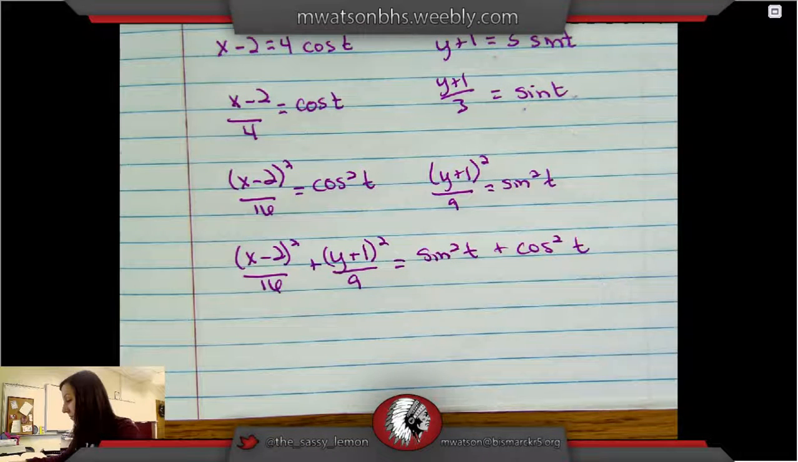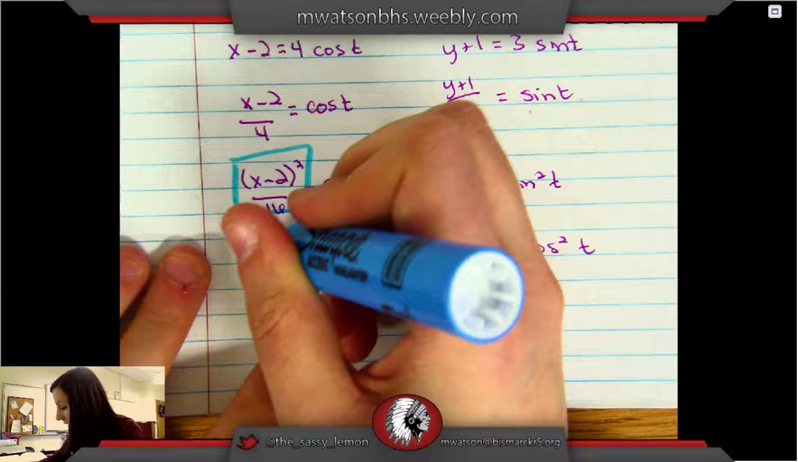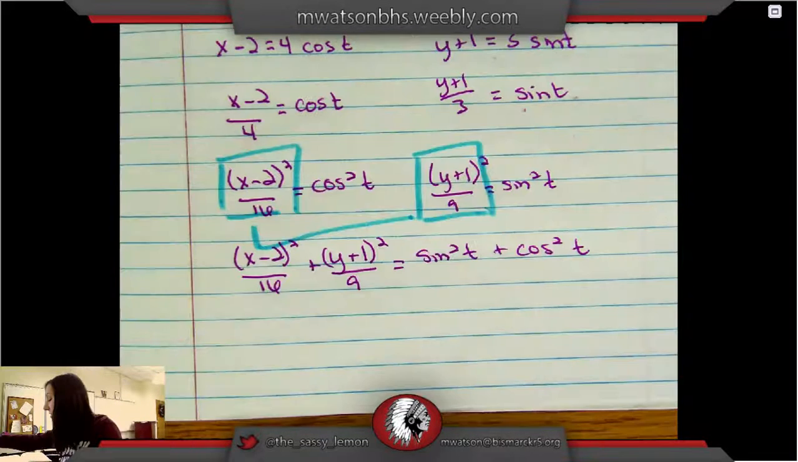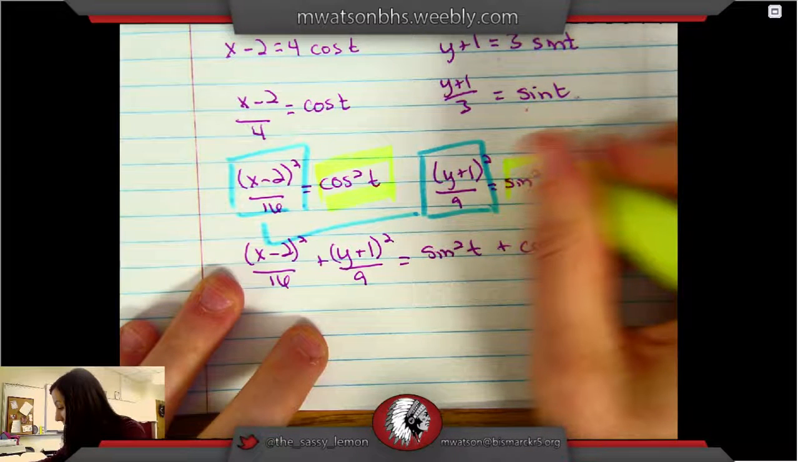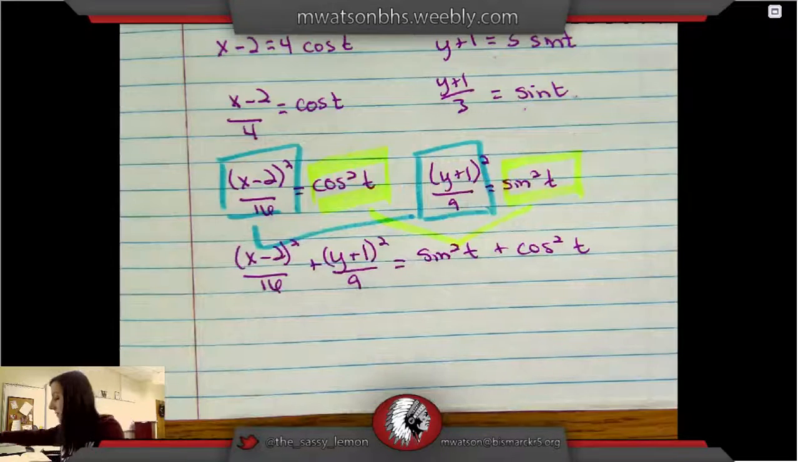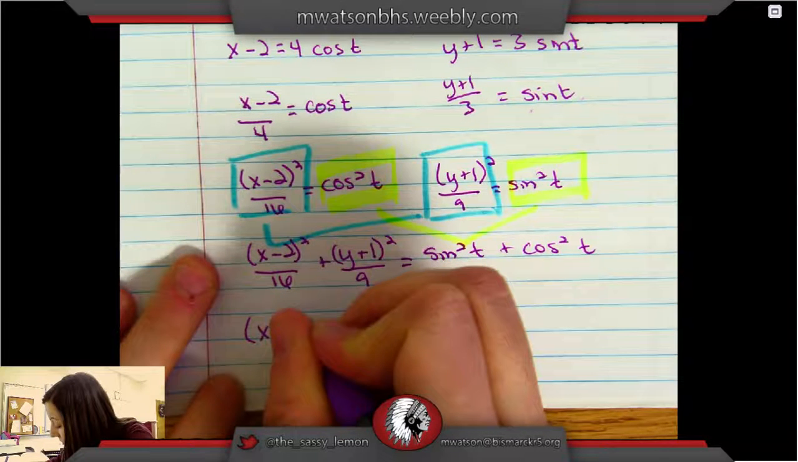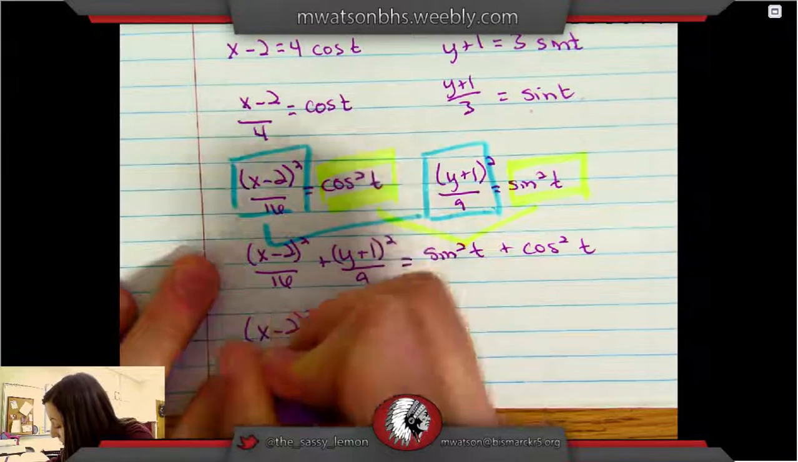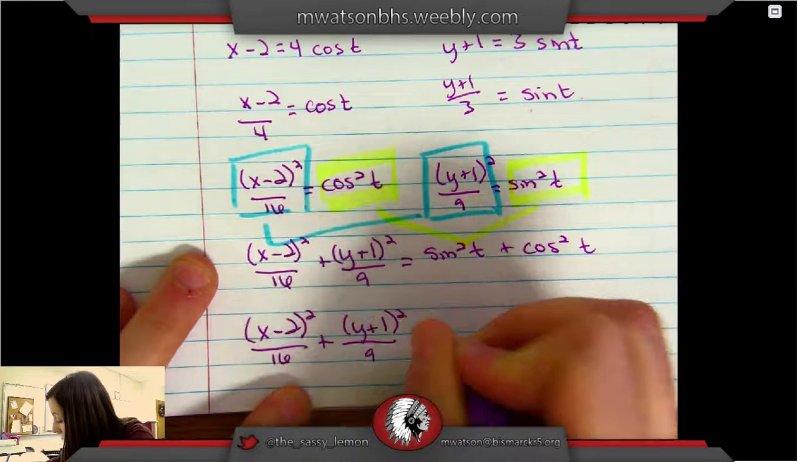And just to make it clear, I'm going to do a little highlighting here to show that we added the two equations together. And then at this point, we know that all this equals 1, so our final answer is (x minus 2) squared over 16 plus (y plus 1) squared over 9 equals 1.